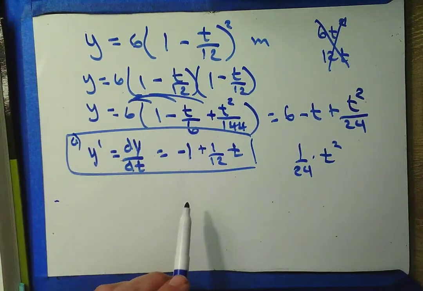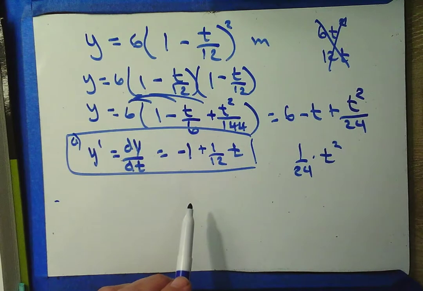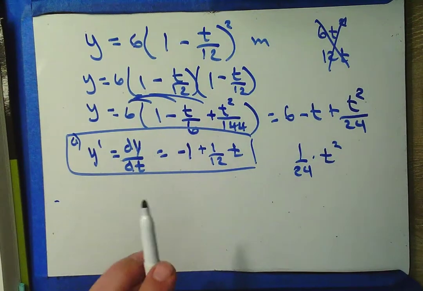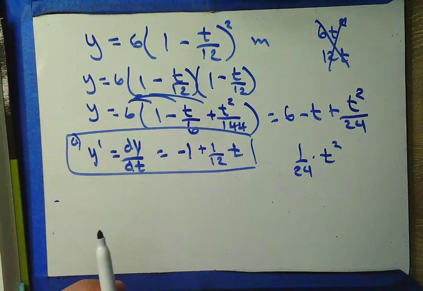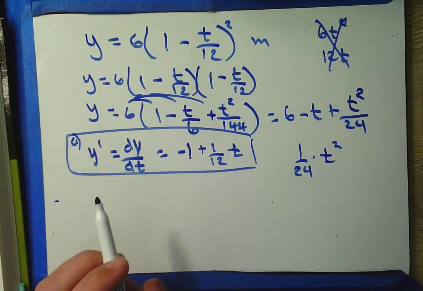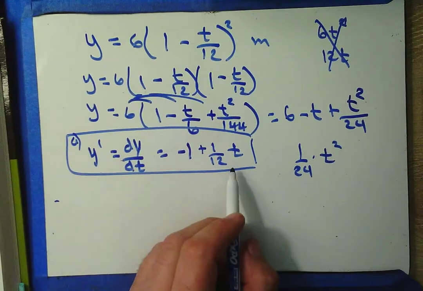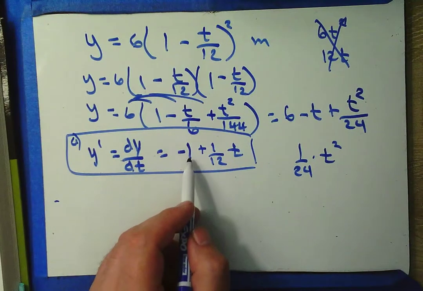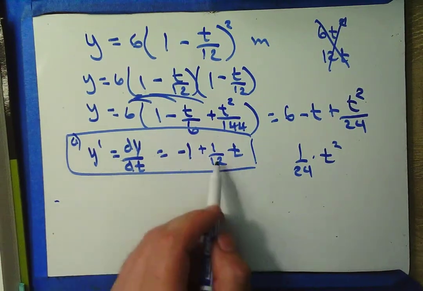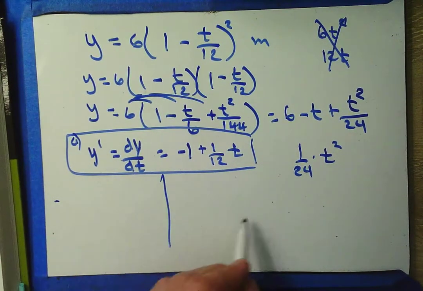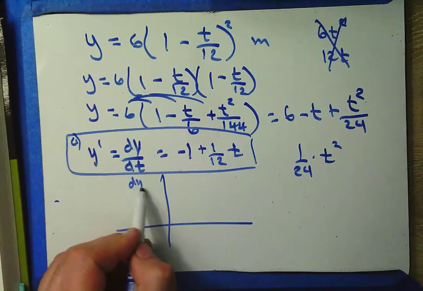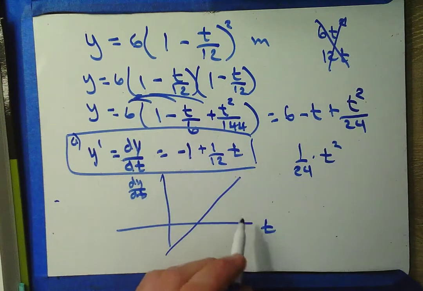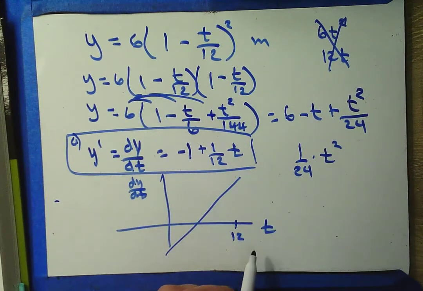Part B. When is the fluid level in the tank falling fastest? Well, let's think about this. I've got here a linear function. It's got a negative y-intercept. And so if I make a little graph of this, I have dy dt over here, I have t over here, and my graph looks like this until I get to 12.